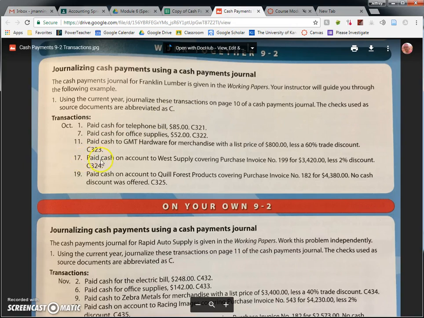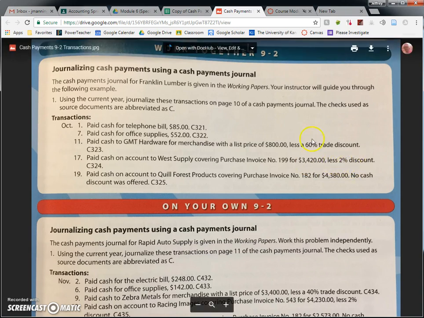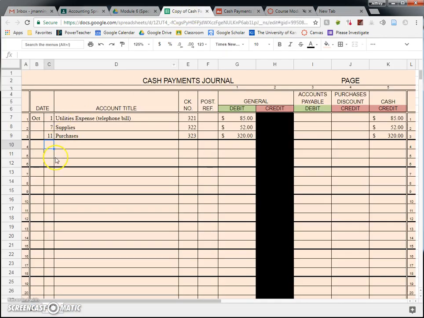October 17th, paid cash on account to West Supply, covering purchase invoice number 199 for $3,420, less 2% discount. Okay, so this is kind of a complicated transaction. So it's October 17th. West Supply is the company that we are paying back.